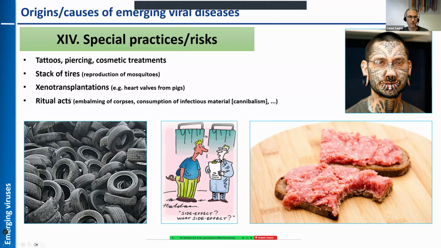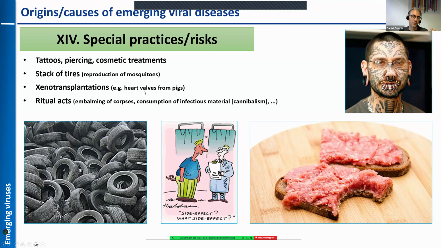Then I also put this image of the tire stacks here. These are important because rainwater accumulates in these tires, and they are excellent breeding grounds for mosquitoes that then can harbor viruses and serve as vectors. There are actually a few countries and cities that do not allow stacks of tires for these reasons, just as a preventive measure.